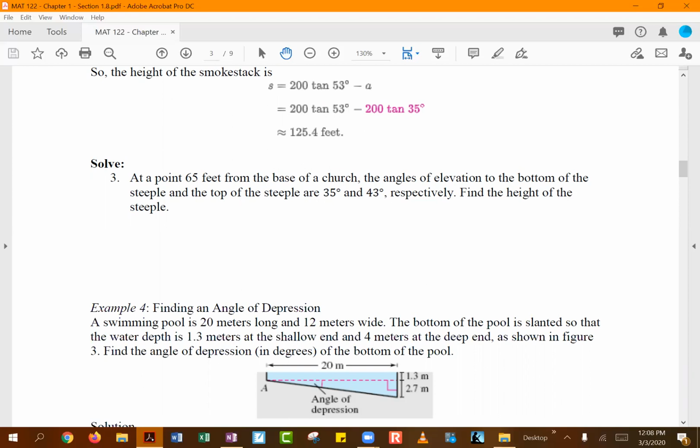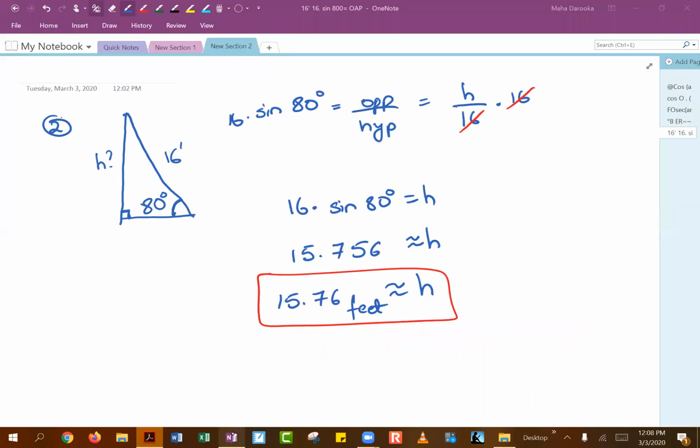At a point 65 feet from the base of a church, the angle of elevation to the bottom of the steeple and top of the steeple are 35 and 43 degrees respectively. So find the height of the steeple. So about the same thing as our smokestack example.